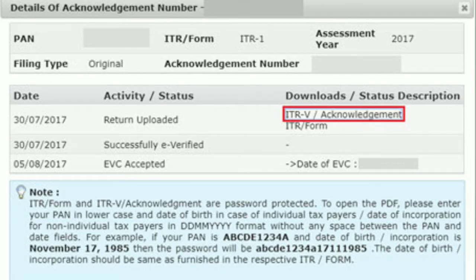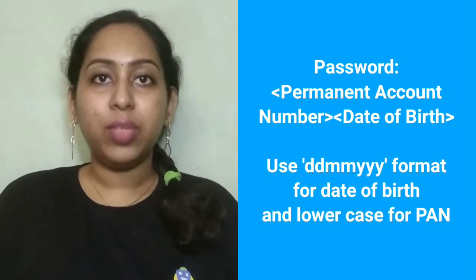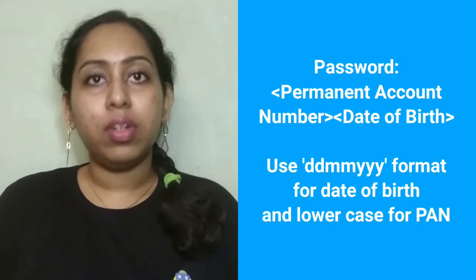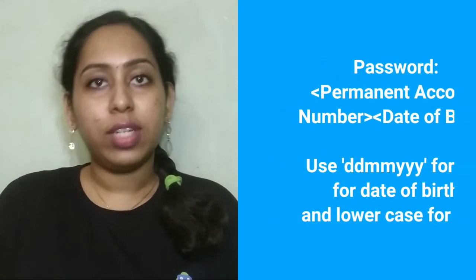Step 5. A pop-up window will appear. Click on ITRV or acknowledgement option in the third column. Step 6. The ITRV form will be downloaded in the PDF form. When you try to open the document, you will be prompted for a password. The password is your permanent account number along with your date of birth. The password must be typed in lowercase.